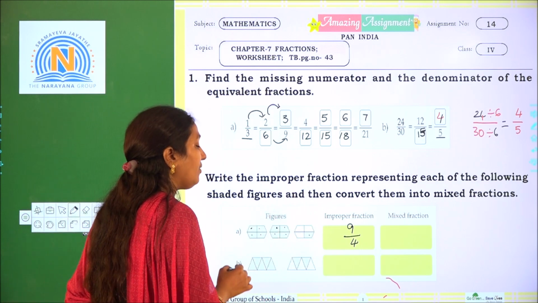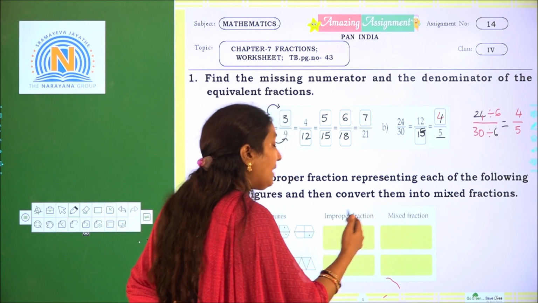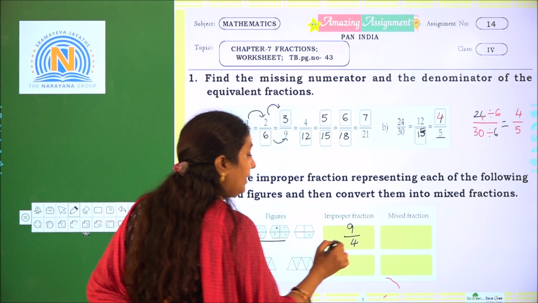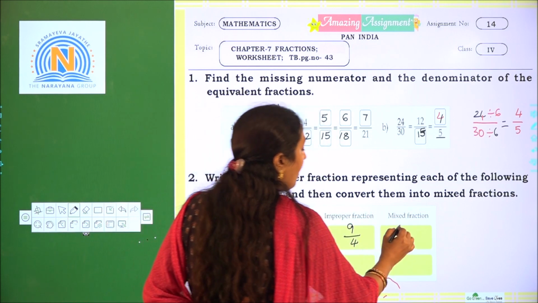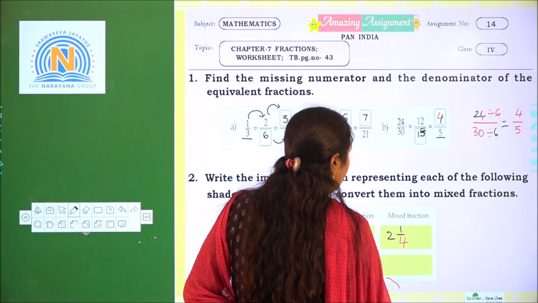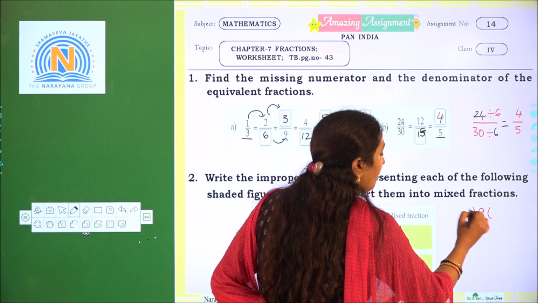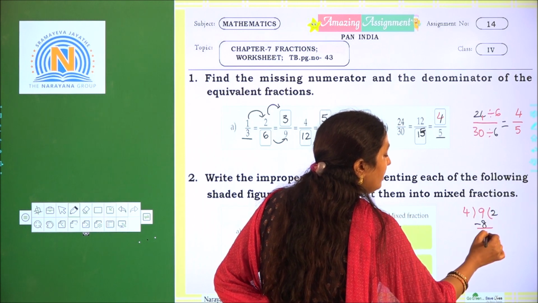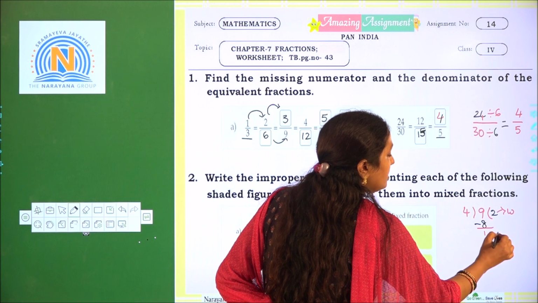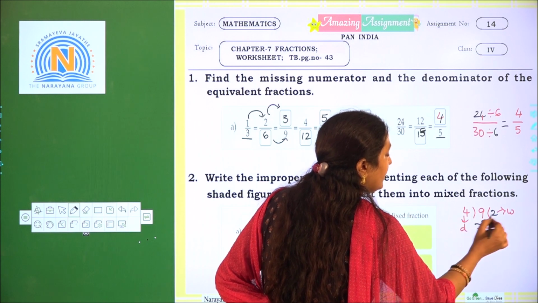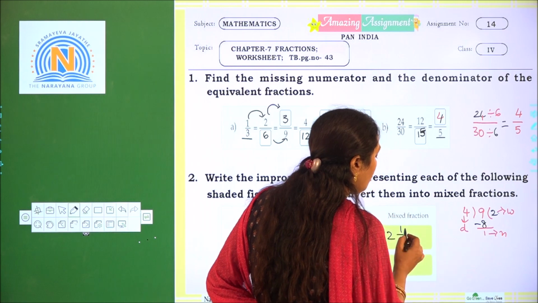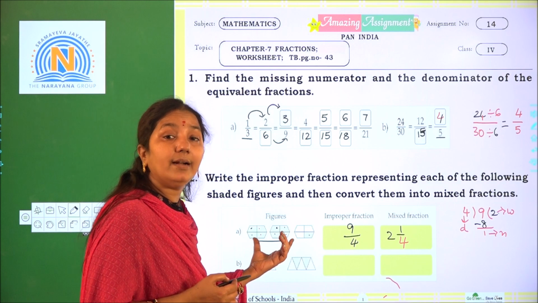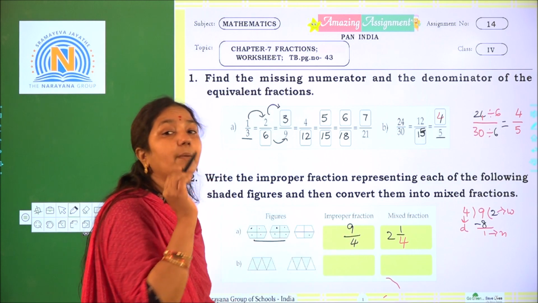So we have to write the mixed fraction. With the direct pictorial we can write the mixed fraction also. The total whole parts shaded are 2 and here 1 by 4. And also you can divide 9 by 4. How many times? 2 times 8. Subtract, we get 1. So it will be the whole number, numerator and denominator. So 2 1 by 4. What did you get? 2 1 by 4. See, by observing the given shaded figure also we can write the mixed fraction.